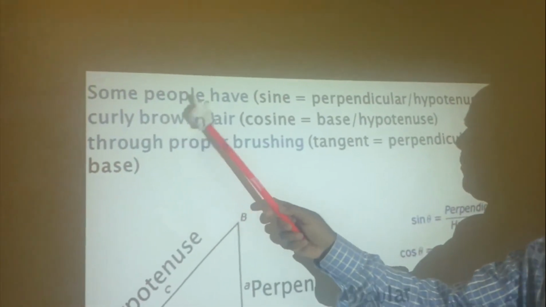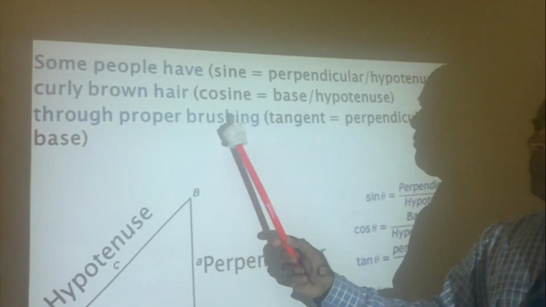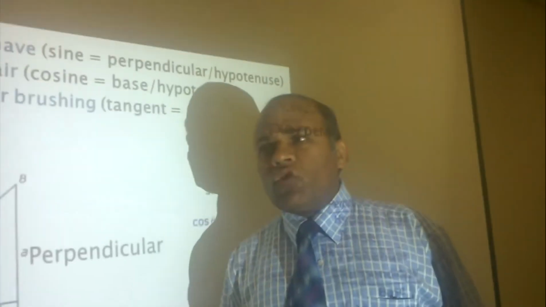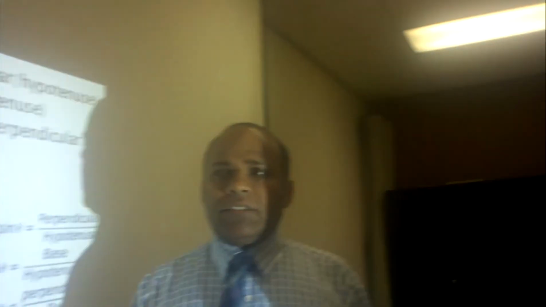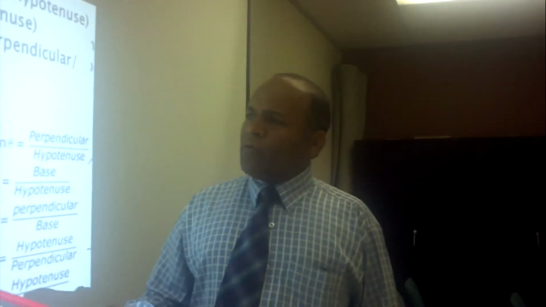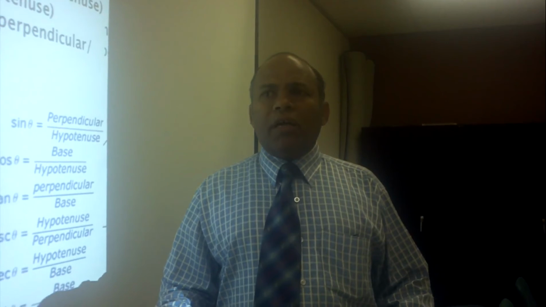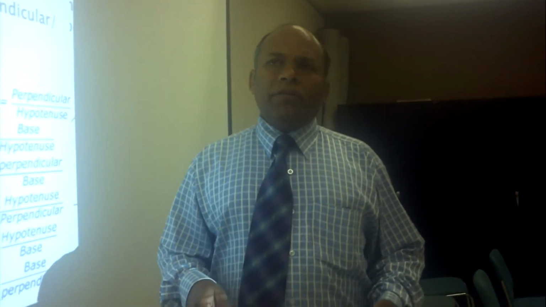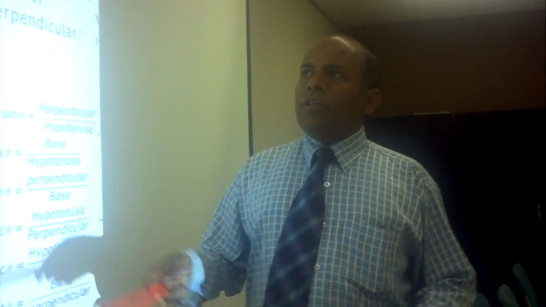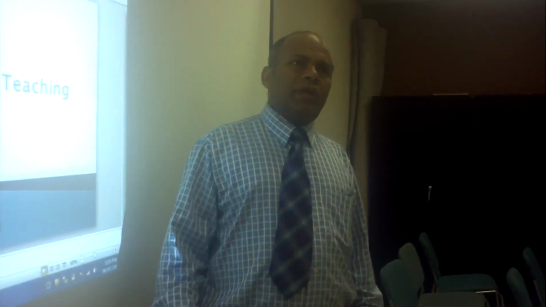So we use Some People Have for the sine ratio, Curly Brown Hair for the cosine ratio, and Through Proper Bushing for the tangent ratio. So it is very easy to memorize the trigonometry ratios, and this method is called the mnemonics method. It is easy to understand and use. Because of adult education there is a lot of gap in life and teaching, so you forget things. If they come back to teaching again and need to use these formulas, they will be able to teach easily and students will understand, and therefore there is a lot of communication between the student and the adult education.